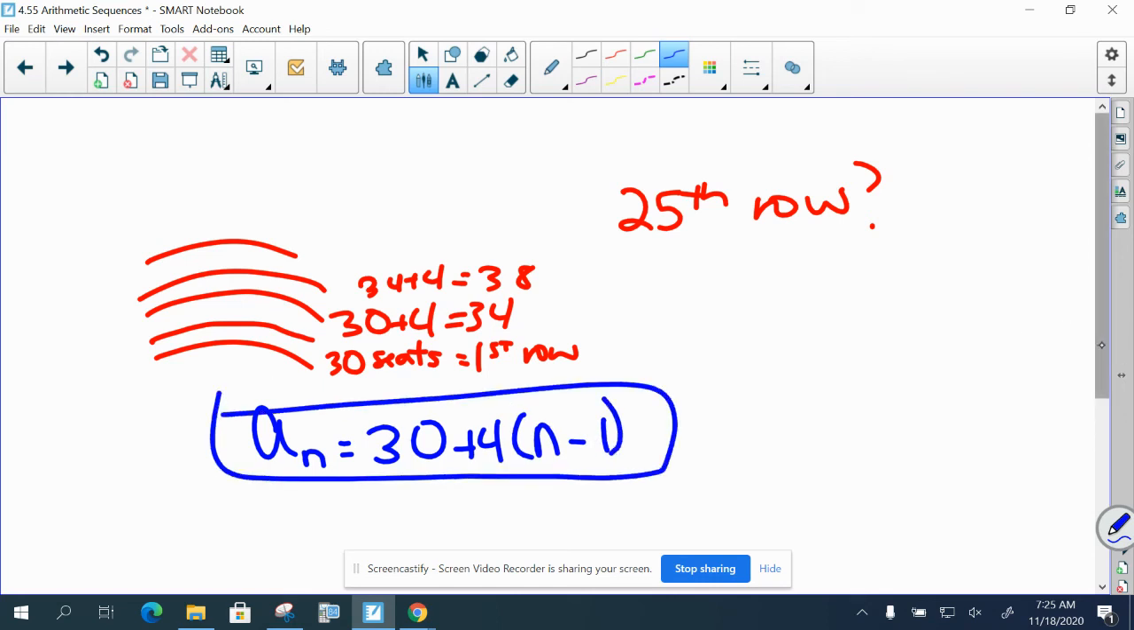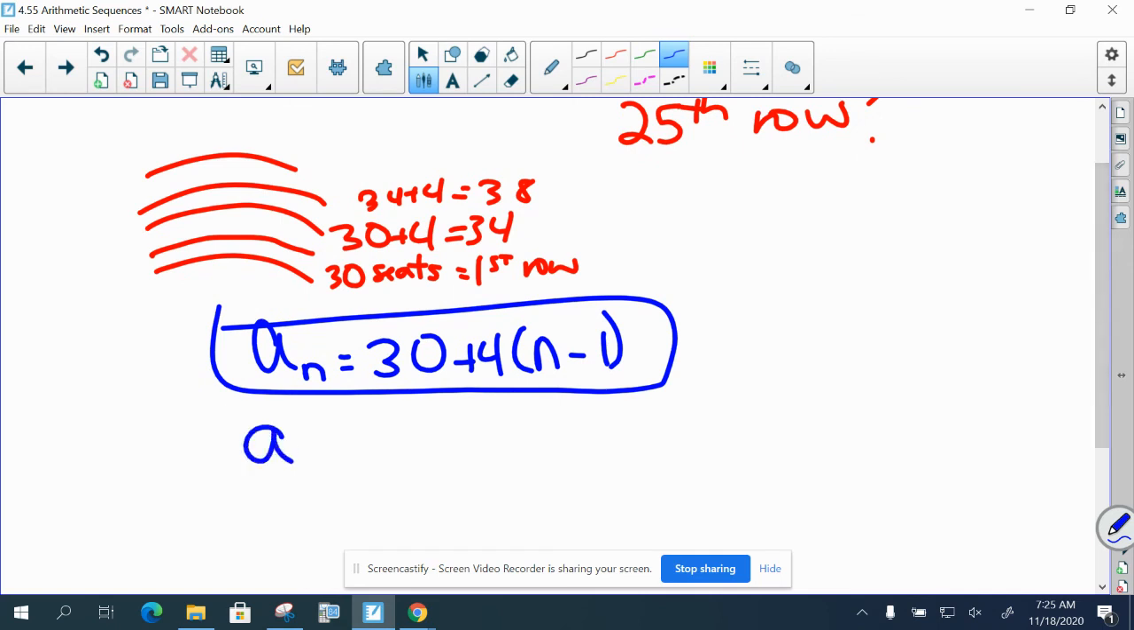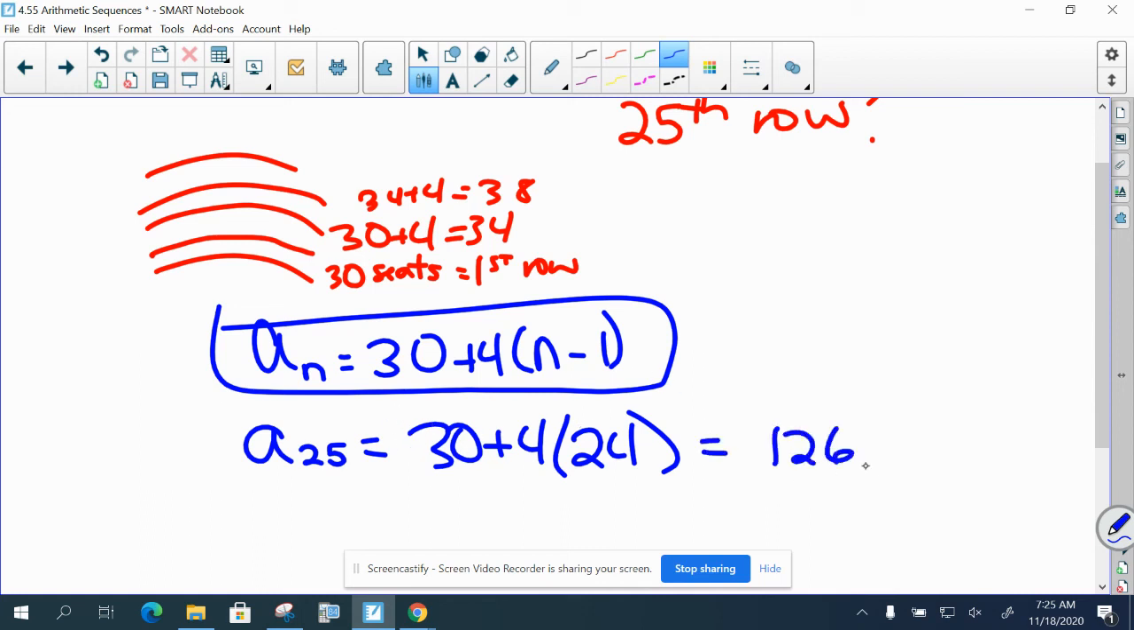Now we're going to find a sub 25. So plug in 25. 30 plus 4 times 25 minus 1 is 24. And then if you plug that all in your calculator, you get 126. So the 25th row has 126 seats in it. All right, so that's an example of a word problem that you'll see.